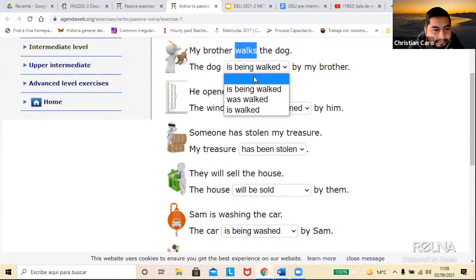Que el being es importante para el passive. No. El verb to be es importante, pero no necesariamente. Sí, el verb to be es importante, pero el verb to be puede estar como is, am, are, o puede estar como was, o puede estar como will be.